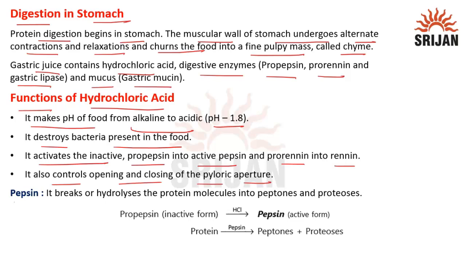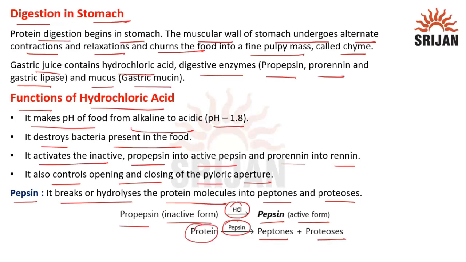So we will see the action of pepsin. It breaks or hydrolyzes the protein molecules into peptones and proteoses. So propepsin, which is in inactive form, with the help of HCl first gets converted into pepsin, which is in active form. Now this pepsin breaks down protein into peptones and proteoses.